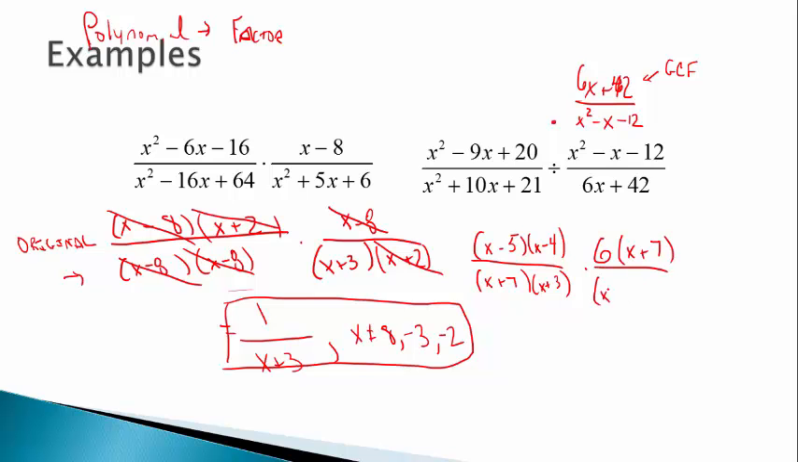And then the bottom multiplies to negative 12, adds to negative 1. It's going to be x minus 4, x plus 3. All right.